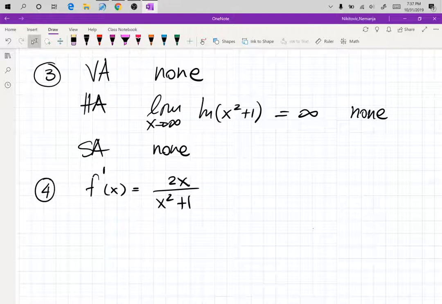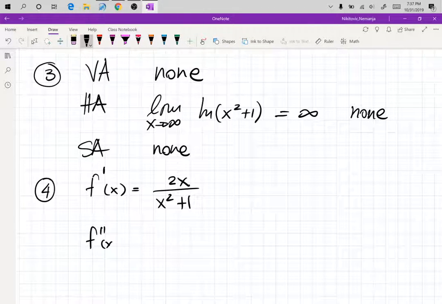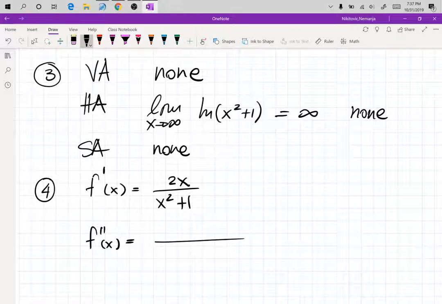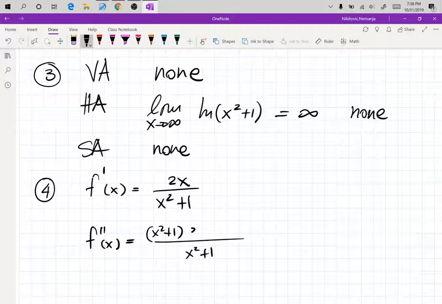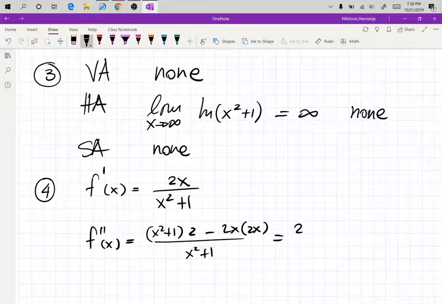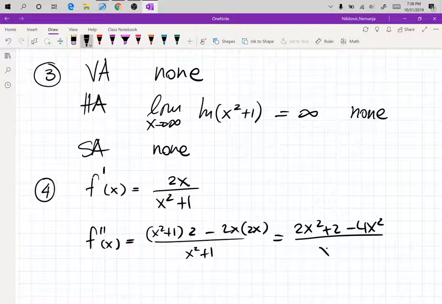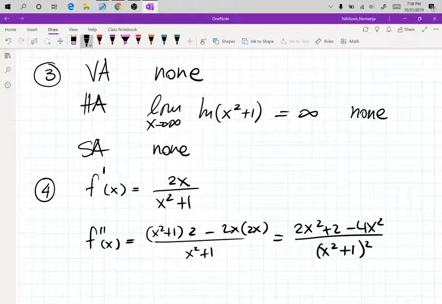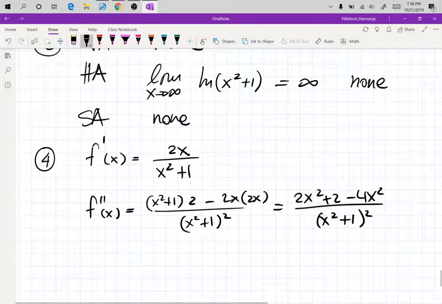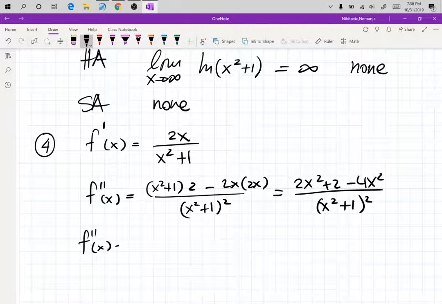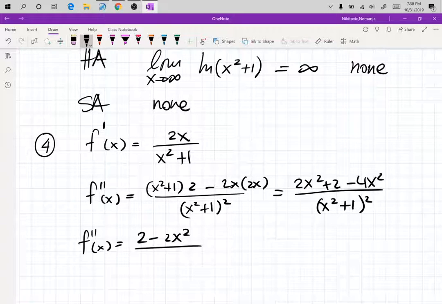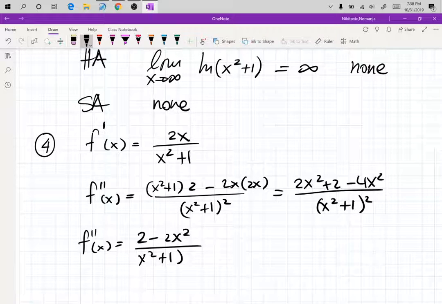And then we have f double prime of x, which we can use the quotient rule: x squared plus 1 times 2 minus 2x times 2x, which gives us 2x squared plus 2 minus 4x squared divided by x squared plus 1, everything squared. What happened when I squared over here? So now f double prime of x is going to be equal to 2 minus 2x squared divided by x squared plus 1, everything squared.